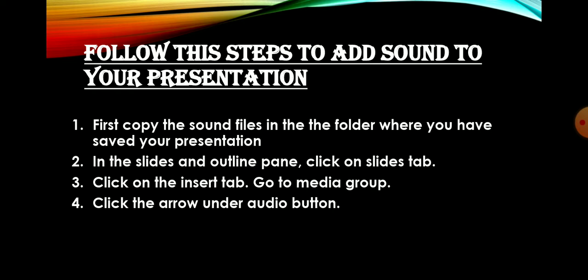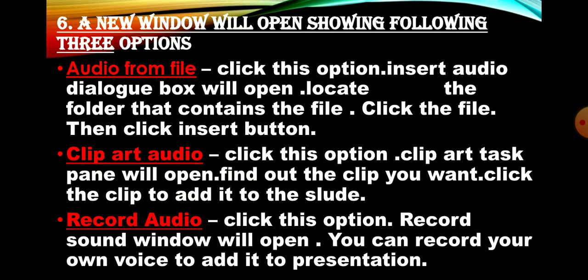Audio from File. Click the option, the Insert Audio dialog box will open. Locate the folder that contains the files. Then click the file, then click the Insert button. Now Clip Art Audio. Click this option, the Clip Art task pane will open. Find out the clip you want. Click the clip to add it to the slide.